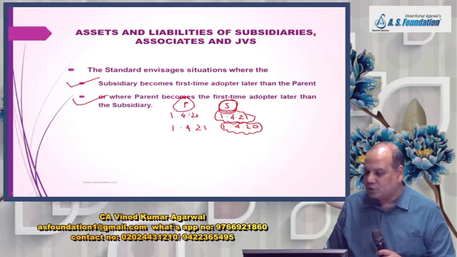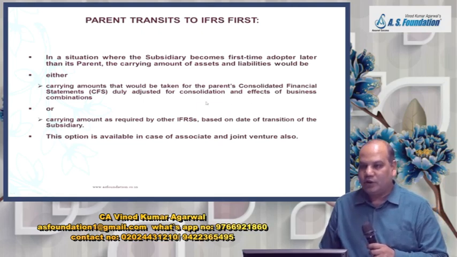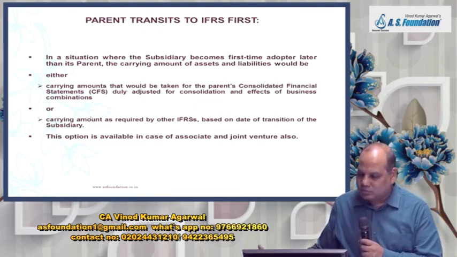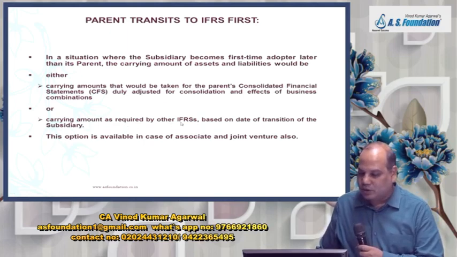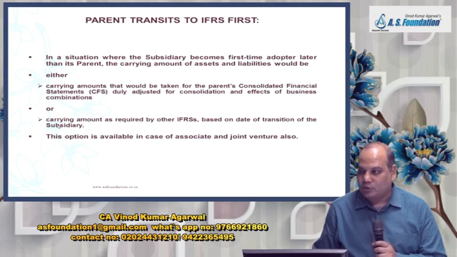Parent has already started consolidating the subsidiary from 1/4/2020. So one option is, whatever figures the parent has taken here, those figures will be treated as the carrying amount of the subsidiary, subject to any adjustment for consolidation and the effect of business combination, or as the usual carrying amount as required by other IFRS based on the date of transition of the subsidiary. So basically in any case you can follow the usual provision of the standard, carrying amount as per other IFRS. But one more option is there.